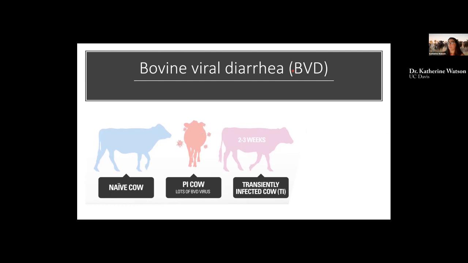So if you test the blood of animals that have recovered from being transiently infected from BVD virus, then they will have antibodies showing immunity to the virus. All right. And then eventually they usually recover. So typically a transiently infected cow doesn't stick around, and then they become an immune cow, and they may have BVD antibodies in their milk and their blood.